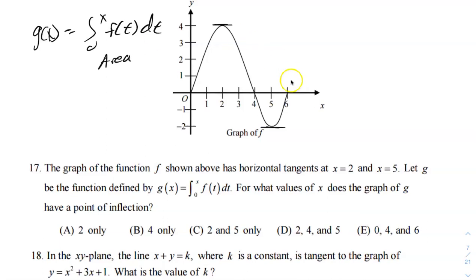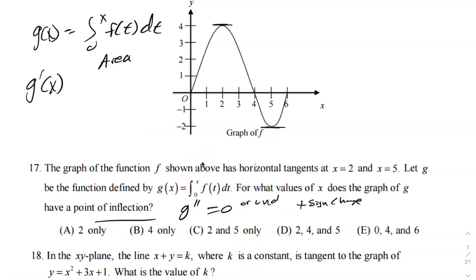Now the question is, I want a point of inflection. Remember, how do you find a point of inflection? It's when the second derivative of g equals 0 or is undefined, plus a sign change. So I have g of x, I've got to get the second derivative of g. The first derivative of g will be the derivative of this, where the derivative and integral cancel out. You just get f of t. Or f of x, actually, sorry.